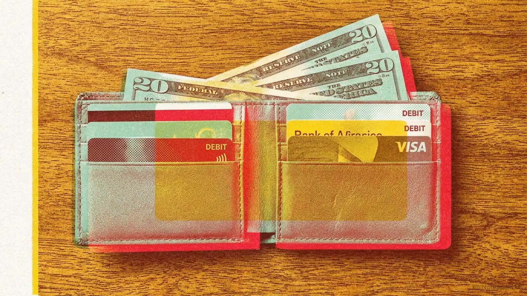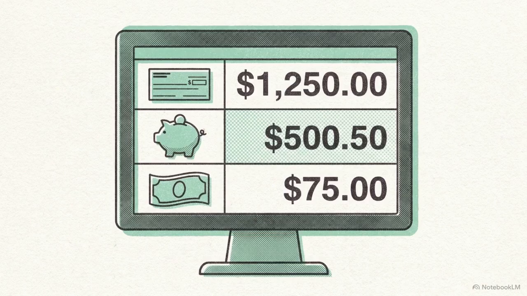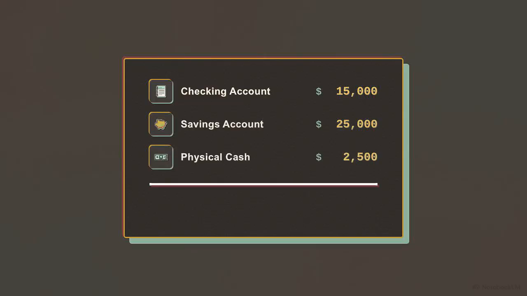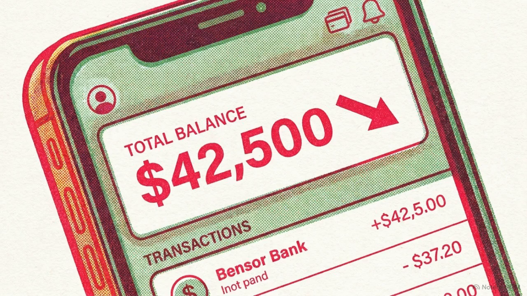We need to find the total amount of liquid cash you hold in the banking system. Open your spreadsheet and log the current balance of your checking account, your savings account, and any physical cash you keep on hand. Tally them into a single total at the bottom. This final sum is the total amount of your wealth currently exposed to currency devaluation.